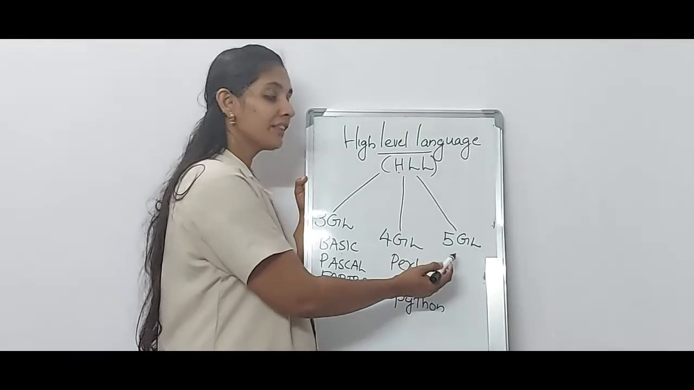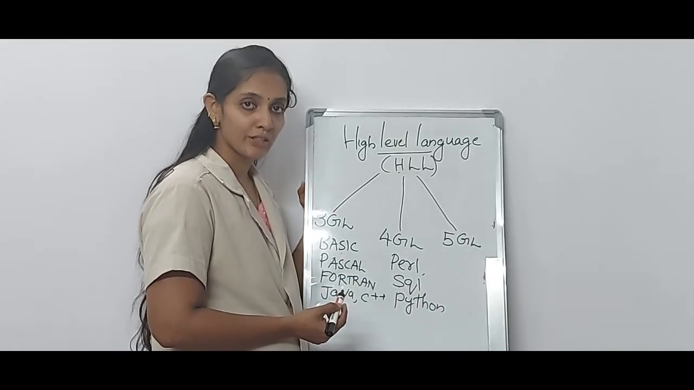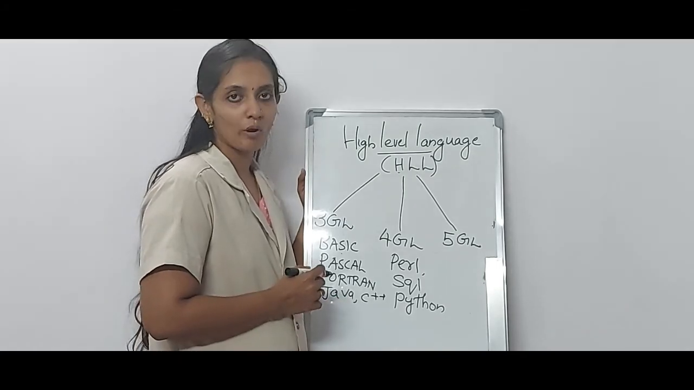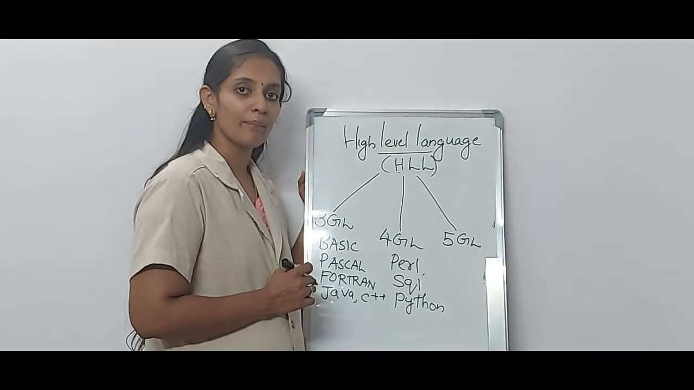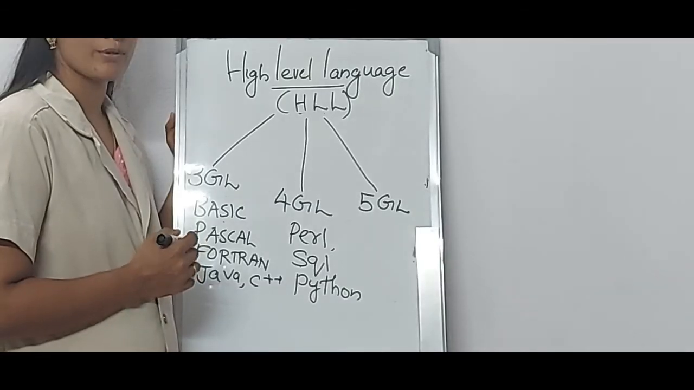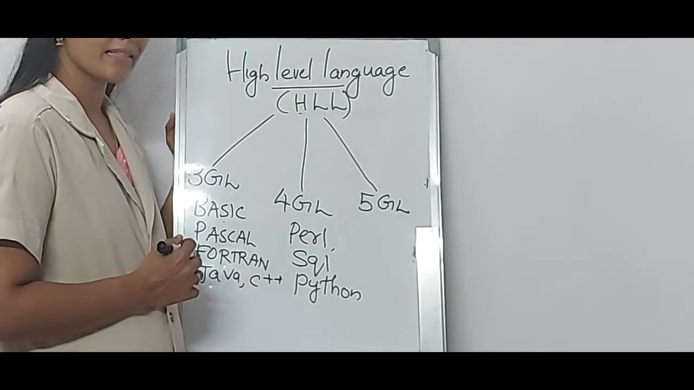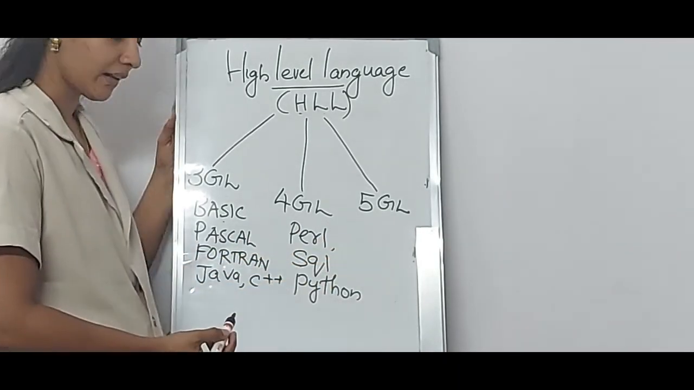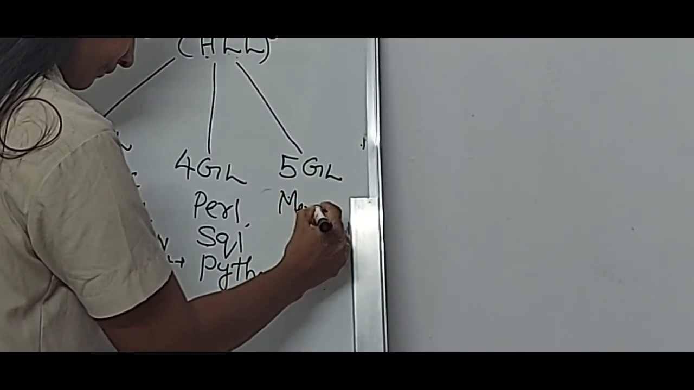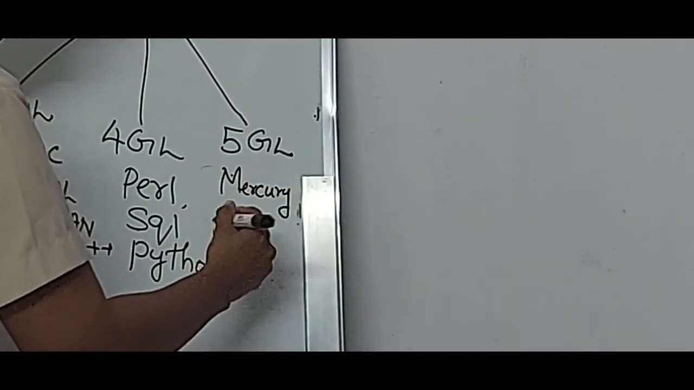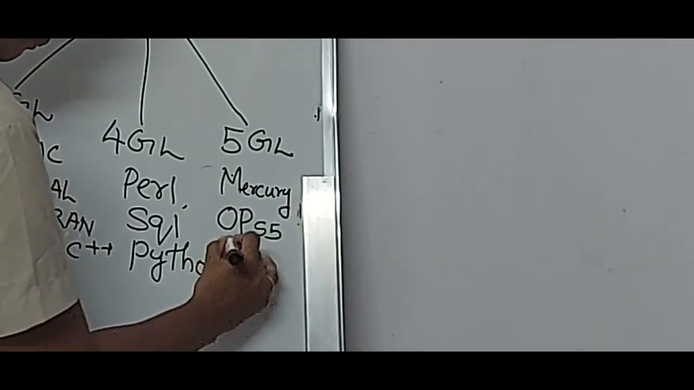Next is fifth generation language. Fifth generation language is also called natural language. Natural languages are programming languages that have a visual tool associated with them to develop a program, and they are often associated with expert systems and artificial intelligence. Some examples of fifth generation languages are Mercury, OPS5, and Prolog.